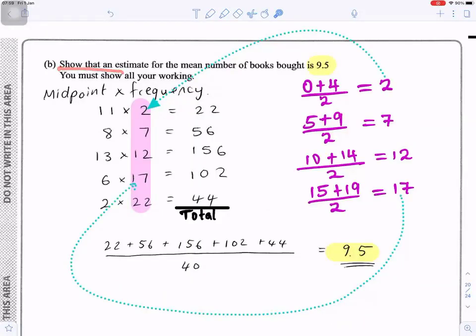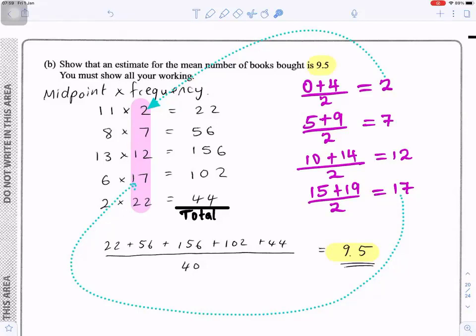Show that an estimate for the mean number of books bought is 9.5. You must show all your working. So we want an estimate and the mean. Because it's an estimate, we choose a number in the middle, the midpoint, and then we multiply that by the frequency. So it would be a number in the middle.